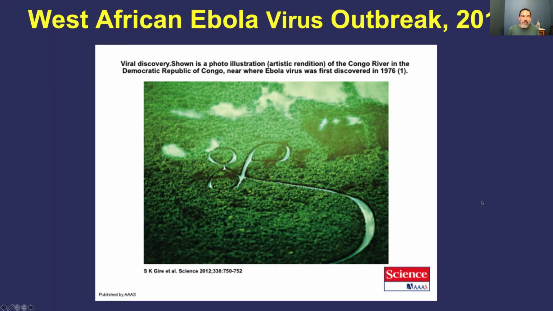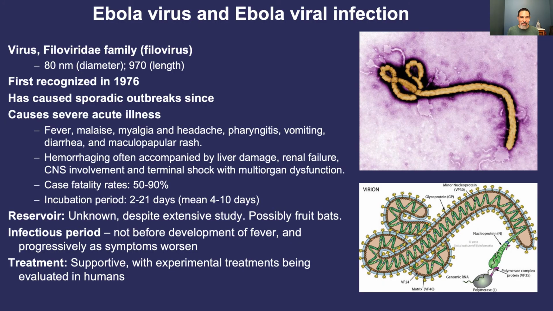So moving on to the West African Ebola virus outbreak in 2014. This is a really nice artist illustration, rendition of the Congo River in the DRC, which is near where the Ebola virus was first discovered in 1976. And you'll notice that the shape of the river in this rendition closely matches the shape of the Ebola virus. So this is an electron micrograph and a schematic of the Ebola virus.